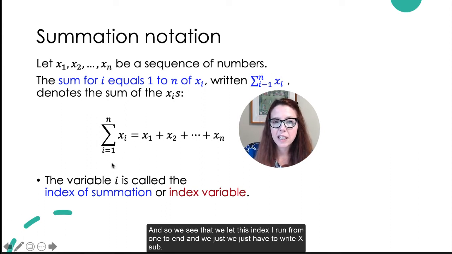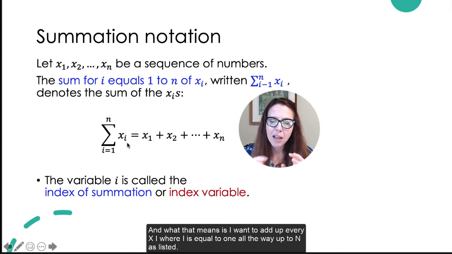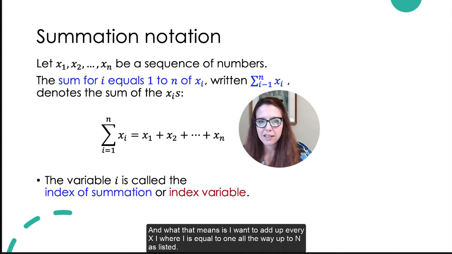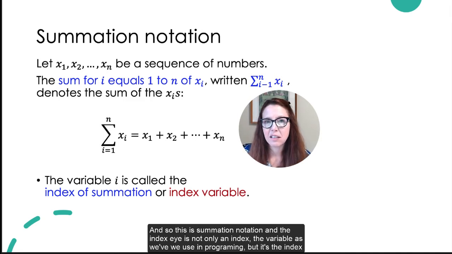And so we see that we let this index i run from 1 to n, and we just have to write x sub i. And what that means is I want to add up every x_i where i is equal to 1 all the way up to n as listed. And so this is summation notation, and the index i is not only an index variable as we use in programming, but it's the index of summation.